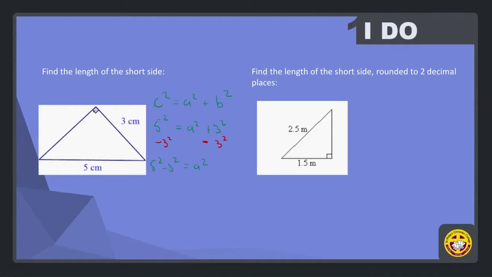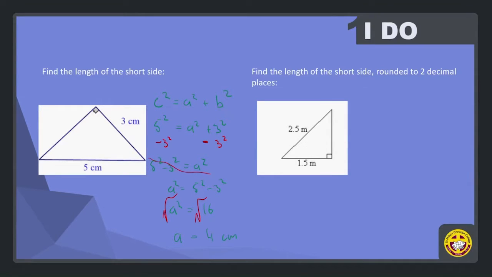Now, in future, when I write this line, I'm going to write it like this, with the A squared over there. I just wanted to do it once this way for you guys to see how it works. Now, when we do it, we're going to skip this line. Now, from here, it's the same question. 5 squared minus 3 squared goes into our calculator. That tells us that A squared is 16. We don't want to know A squared, we want to know A. So we take the square root, and A is 4 centimeters.